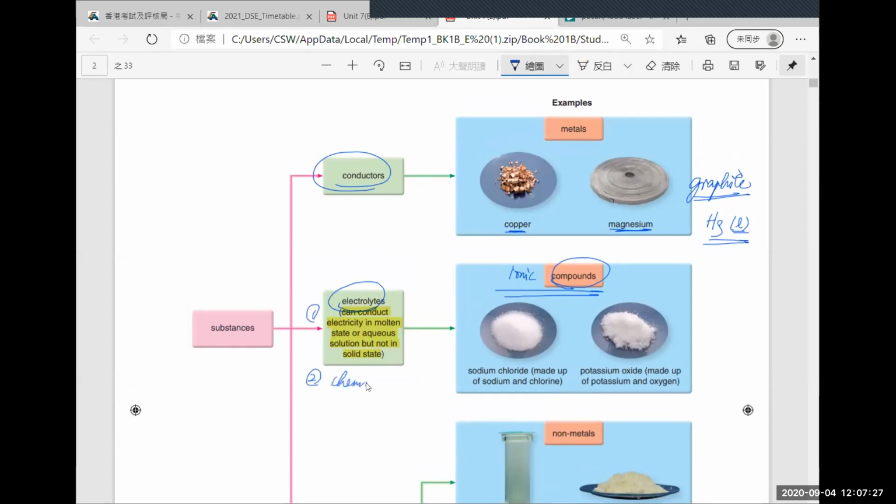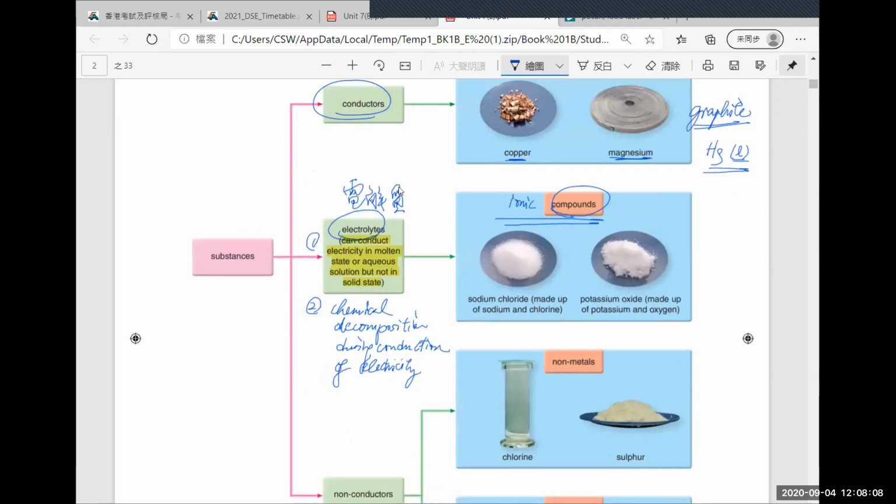Point 2, it's not just that. All of you please mark it down: chemical decomposition during conduction of electricity. 當導電期間會點啊？會有化學分解。We have got those two conditions that must be fulfilled in order to call it an electrolyte, 電解質. Okay, can you get my point? 電解質。Questions?